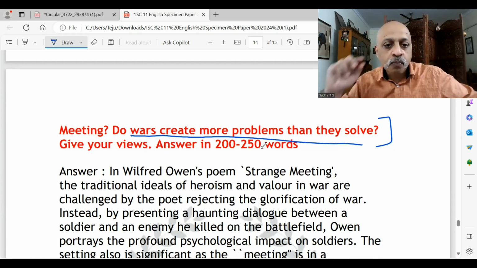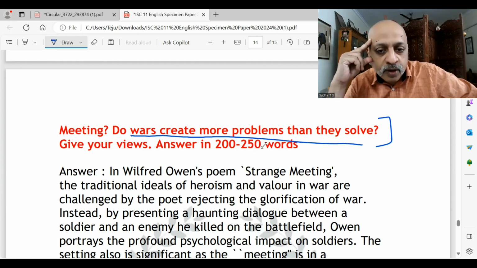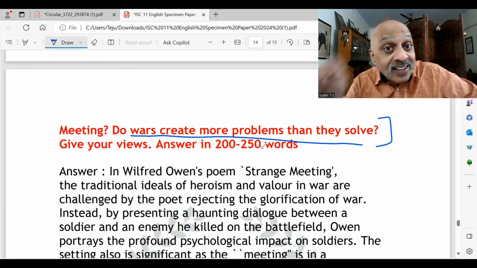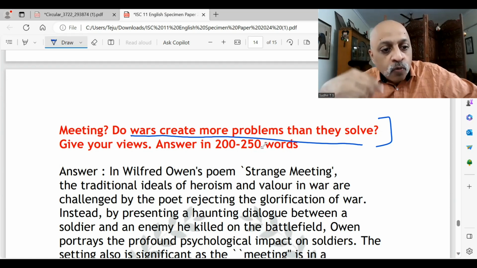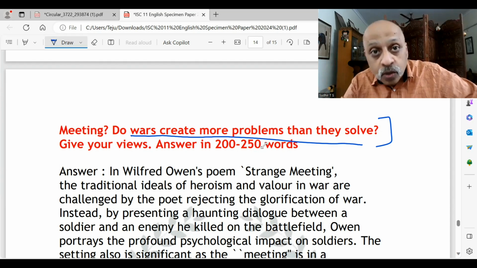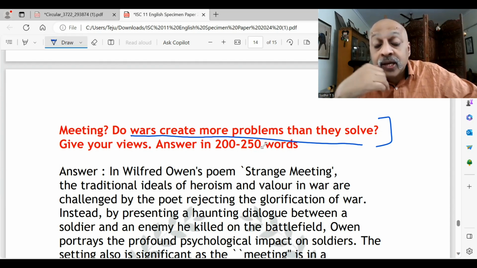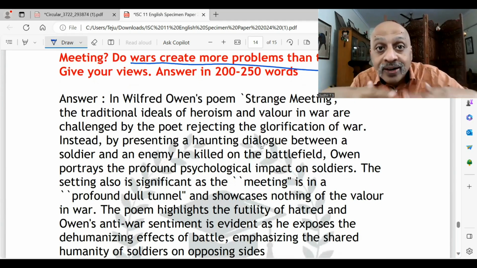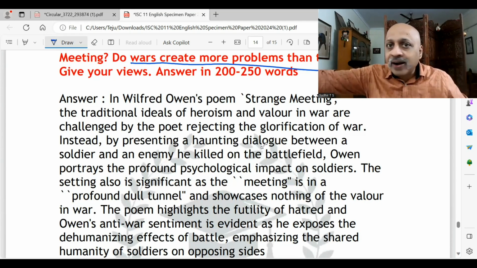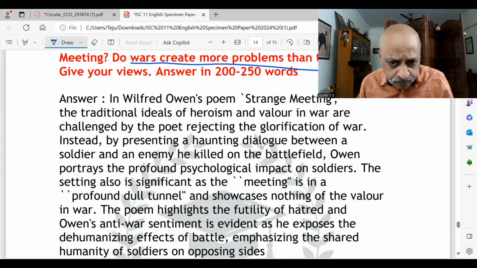In Wilfred Owen's poem, the traditional ideals of heroism and valor in war are challenged by the poet rejecting the glorification of war. This is an anti-war poem. By presenting a haunting dialogue between a soldier and an enemy he killed on the battlefield, Owen projects the profound psychological impact on soldiers, कि उसकी वजह से सैनिकों पर किस तरह का असर होता है psychologically, emotionally. That's what he's talking about. The setting is also significant, a meeting in a profound dull tunnel. It's not on the battlefield, it's in a dull tunnel.